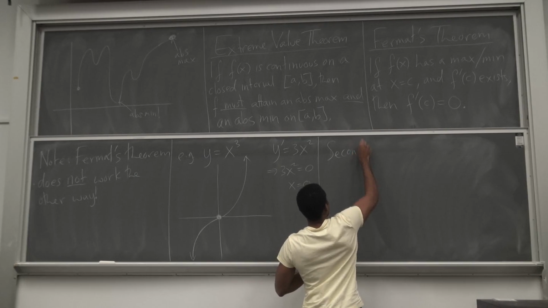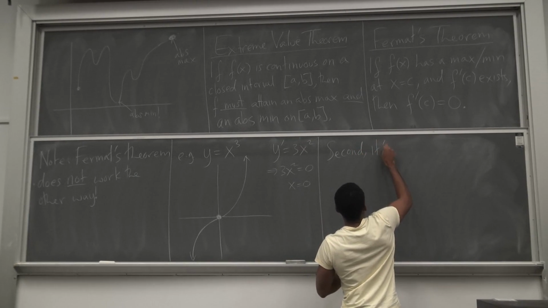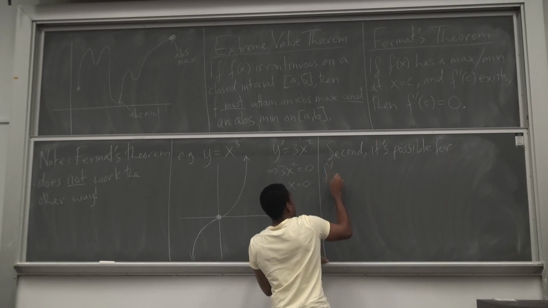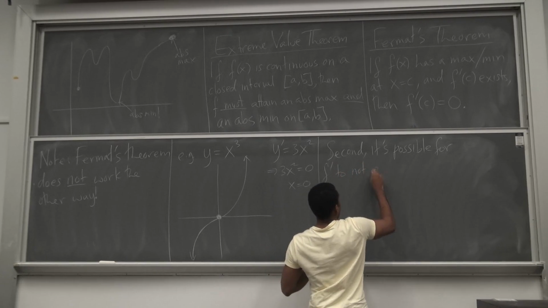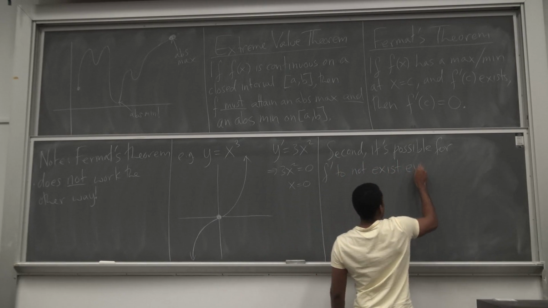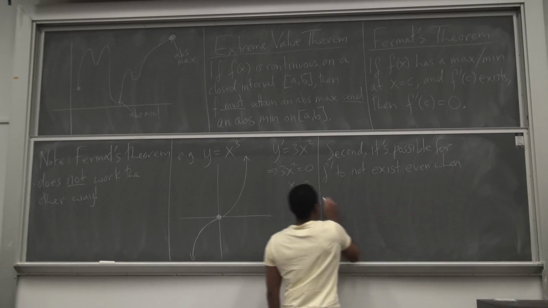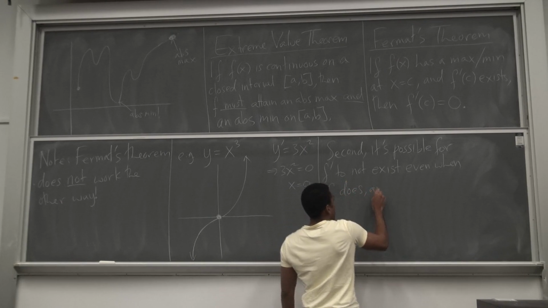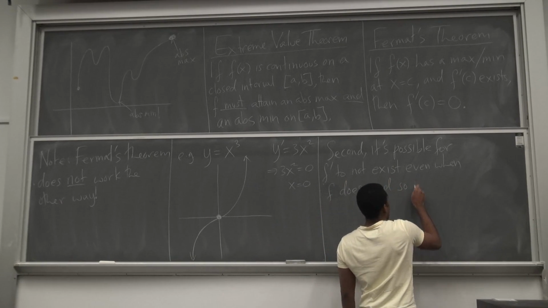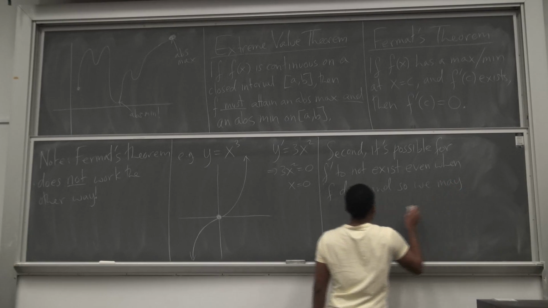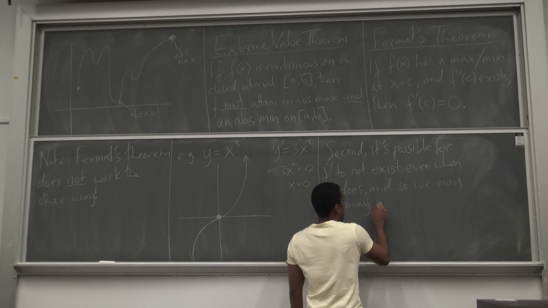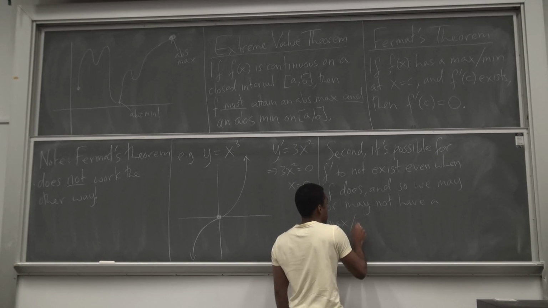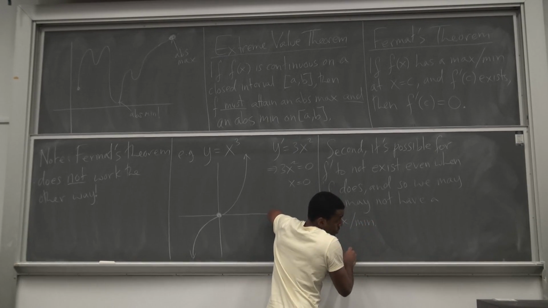Second, remember, it's possible for the derivative to not exist. An example of that is, of course, the absolute value of x.